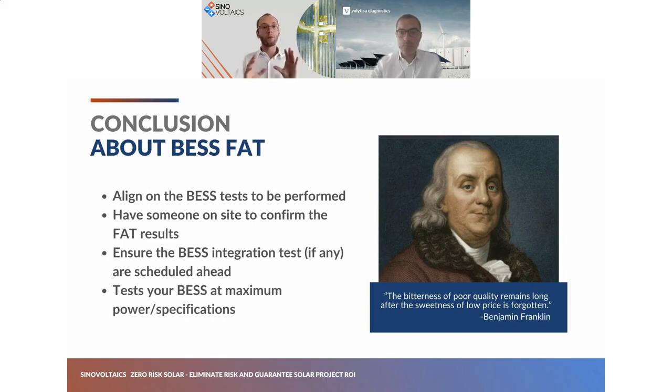And finally, for the performance tests, the BESS test should be done at the maximum specification. So for example, if your system is supposed to discharge at a 2C or maybe 3C rate, it's important that you test at that C rate discharge rate and not at 0.5C, because that will not push your BESS to the maximum.